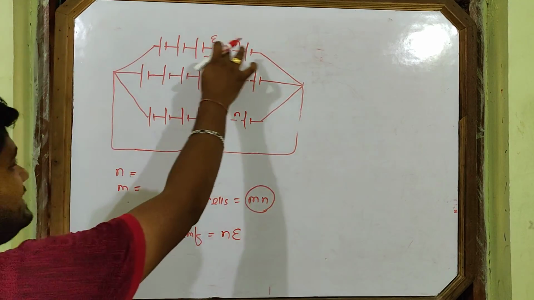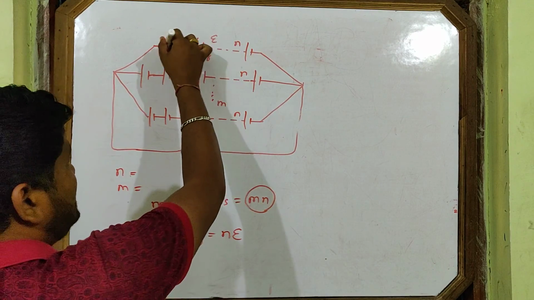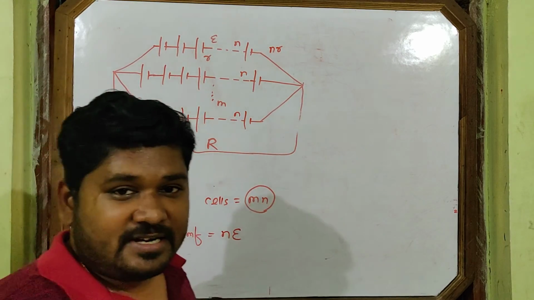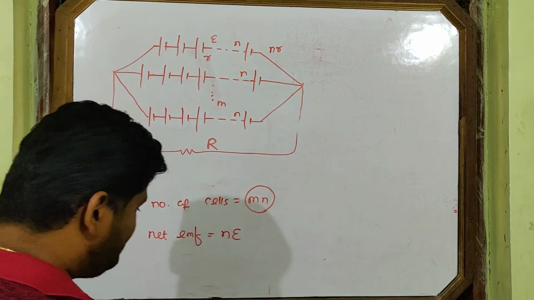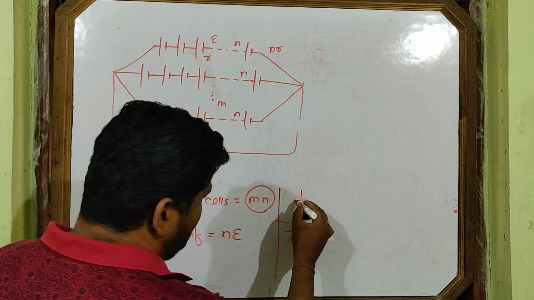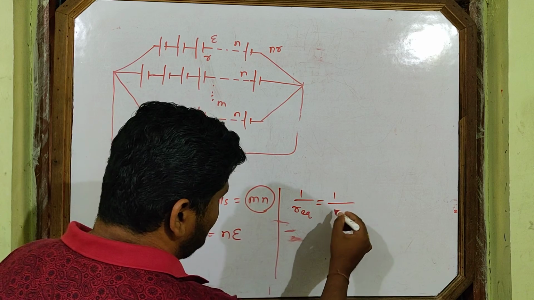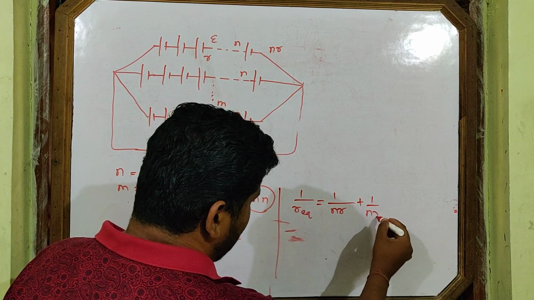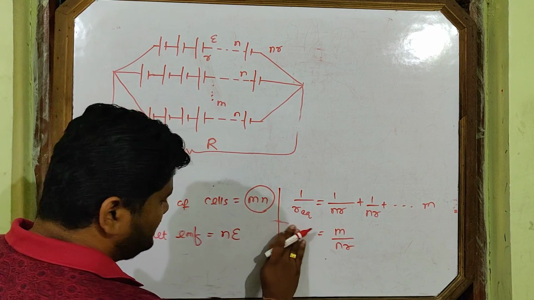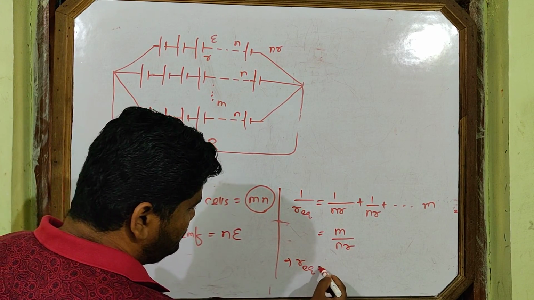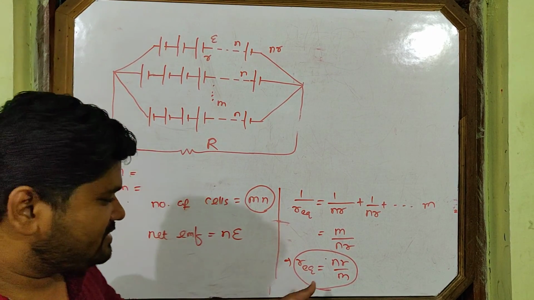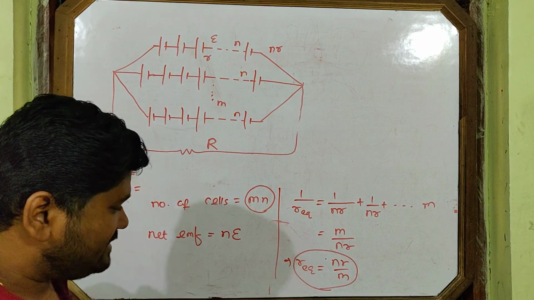What about net internal resistance? Each line's internal resistance is how much? R, n times, so this is nR. And then nR, how are they connected? All are connected in parallel. If they are connected in parallel, 1 by R equivalent equal to 1 by nR, m times. So m by nR. So R equivalent equal to nR by m. Remember, this is the net internal resistance. Net internal resistance is nR by m.